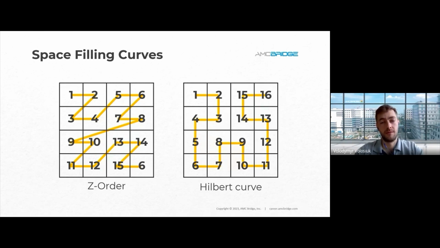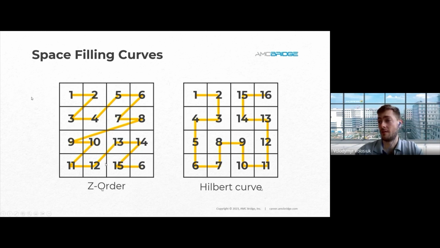The rules on this picture are not taken arbitrarily. As you can see, the first one follows that shape. It is called Z order, and the one going in such, I don't know how to call it, almost rectangles, is called Hilbert curve.